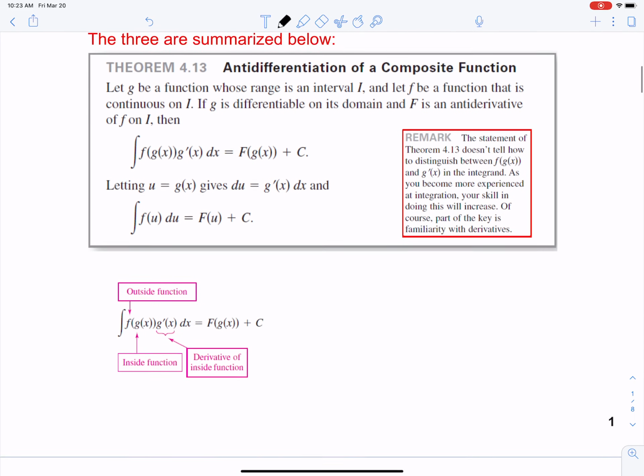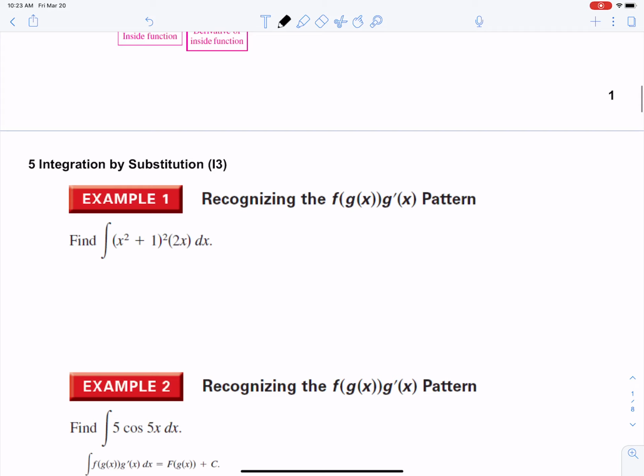So let's just go straight to an example. When we're trying to recognize this pattern, I take a look at the inner part of the function. In this case, it's x squared plus 1. If I were to take the derivative of x squared plus 1, I would get 2x. And that 2x already sits on the outside of the function right here. So this is the proper pattern we need for chain rule.